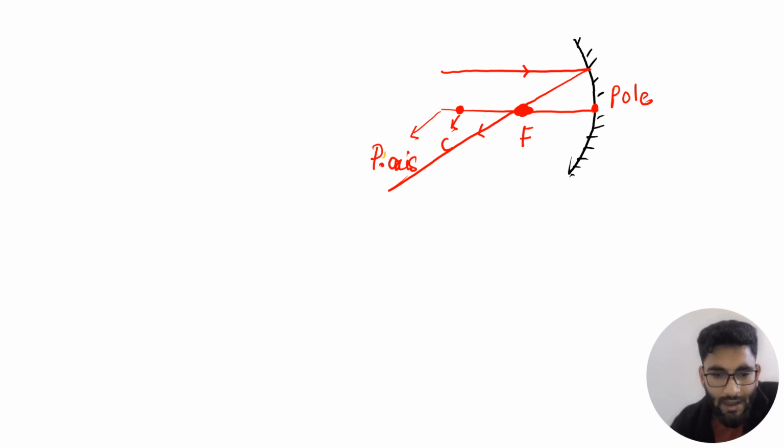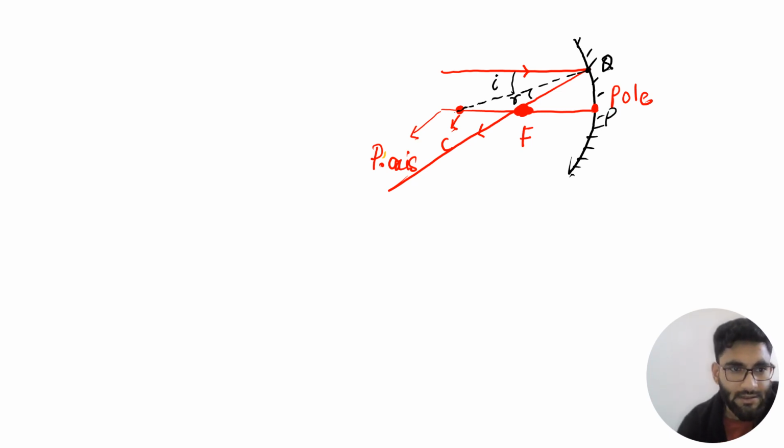So what I will do here is draw a perpendicular at this point. This is the perpendicular. It will pass through the center of curvature. Here this angle is the angle of incidence, and here this is the angle of reflection, right? If I mark the points, this is the Q point, this is C, this is F, and this is the pole P.